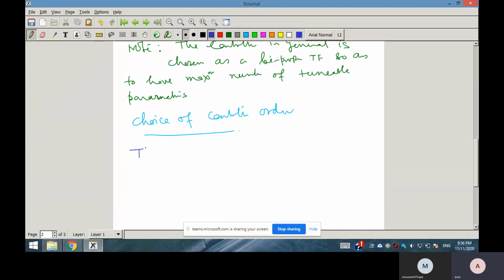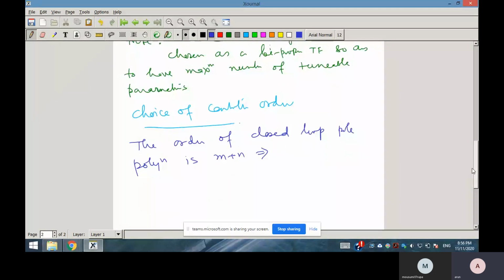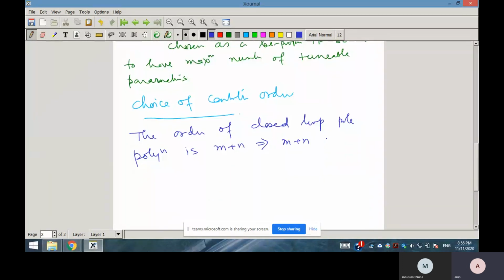So the order of the closed loop pole polynomial is m plus n, with an mth order plan controller and an nth order plant. So this means m plus n closed loop poles have to be placed at the desired location. Where to place them, I will come to that.